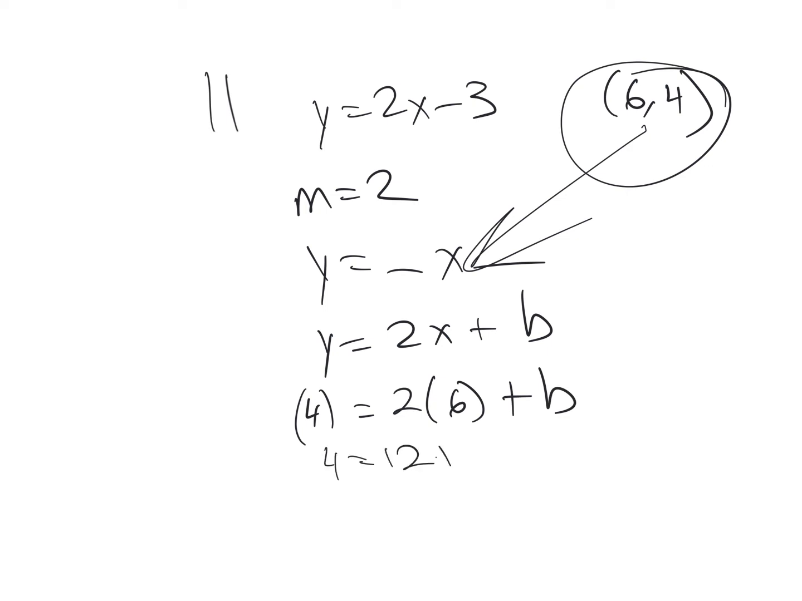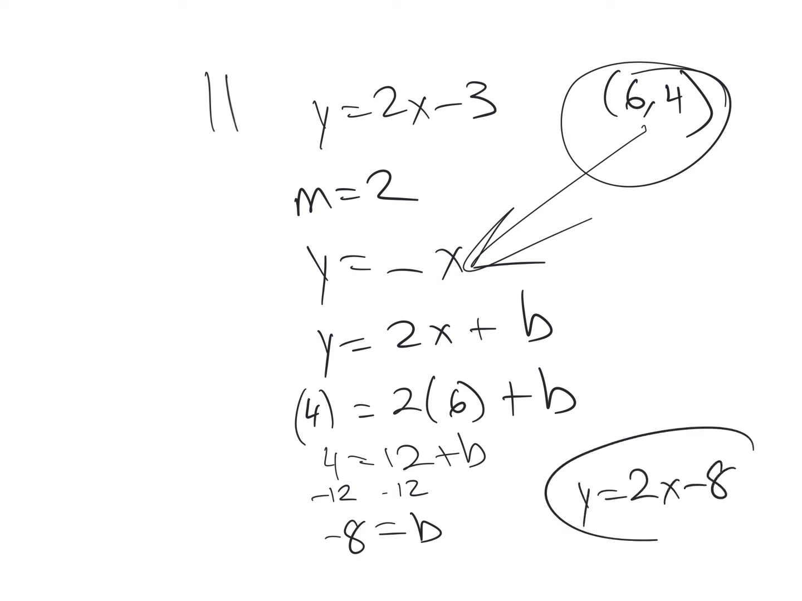4 equals 12 plus b, subtract 12, you get negative 8. You have to rewrite the equation. Y equals 2x minus 8. That's parallel to that line.